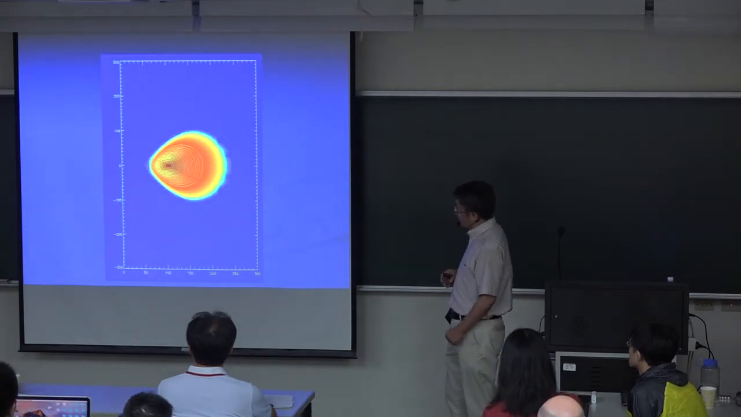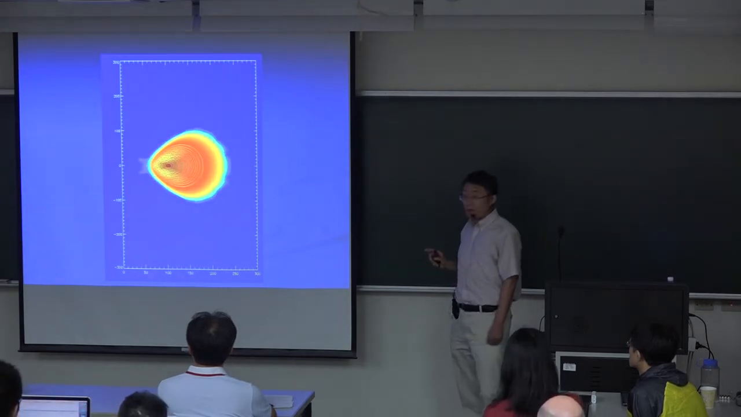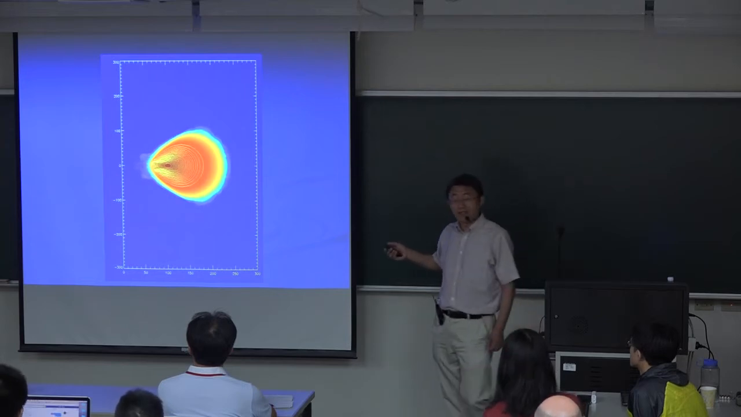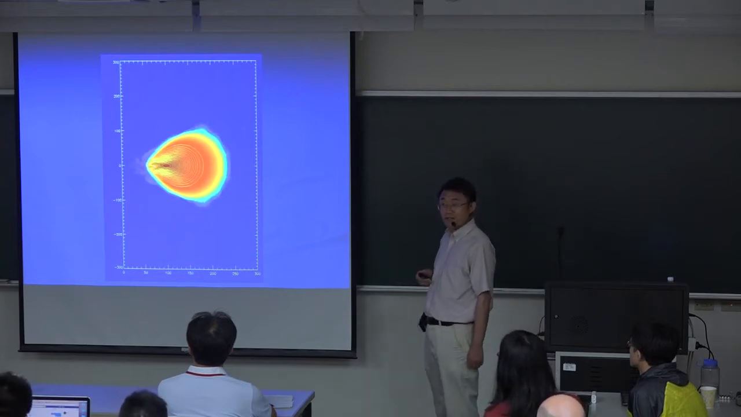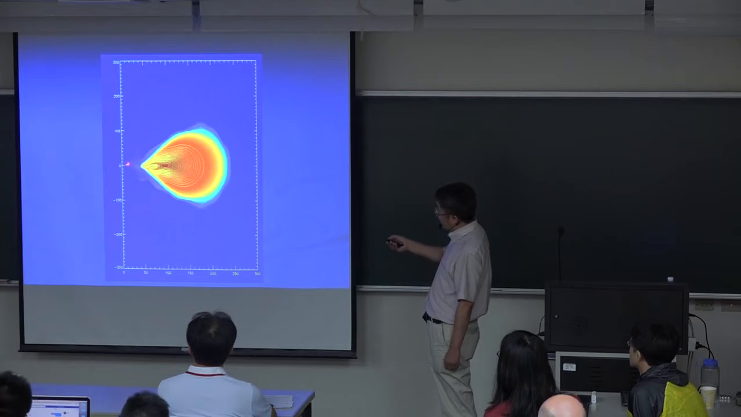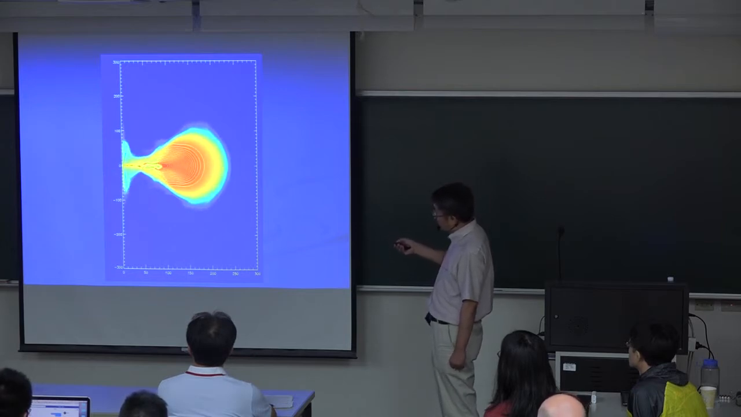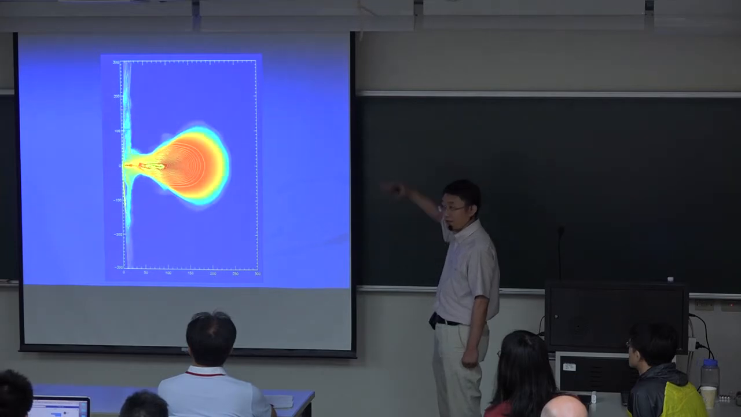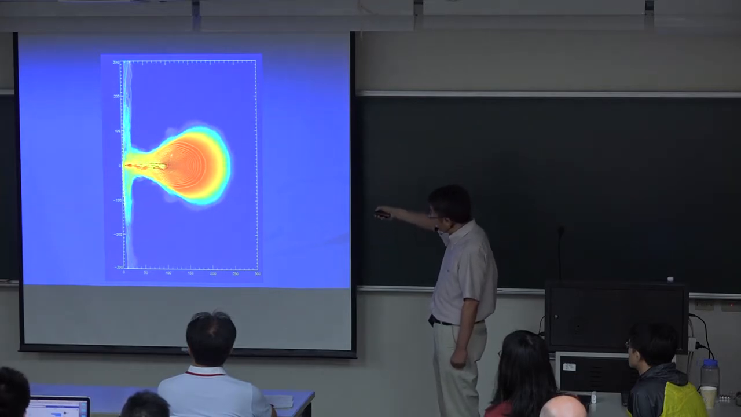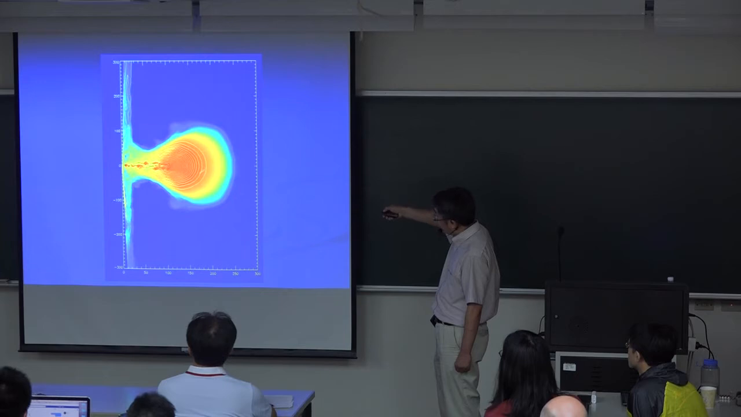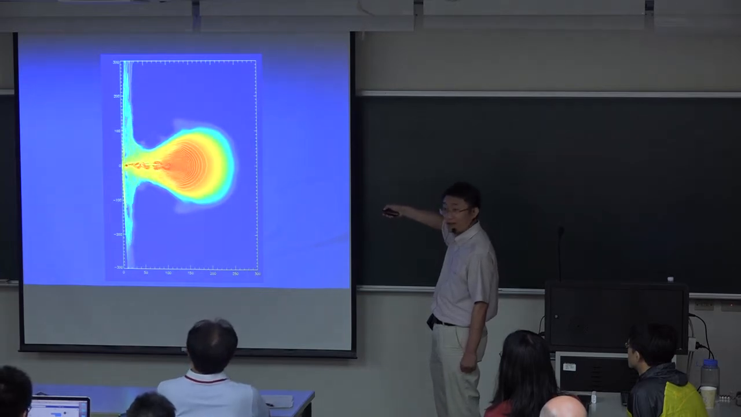Before I introduce the theory, let me show you a movie. This is a very typical MHD numerical simulation of black hole accretion. A black hole is located here. At the beginning, there is a rotating torus. This is a cross section of the gas. All these white and yellow lines represent magnetic field lines.